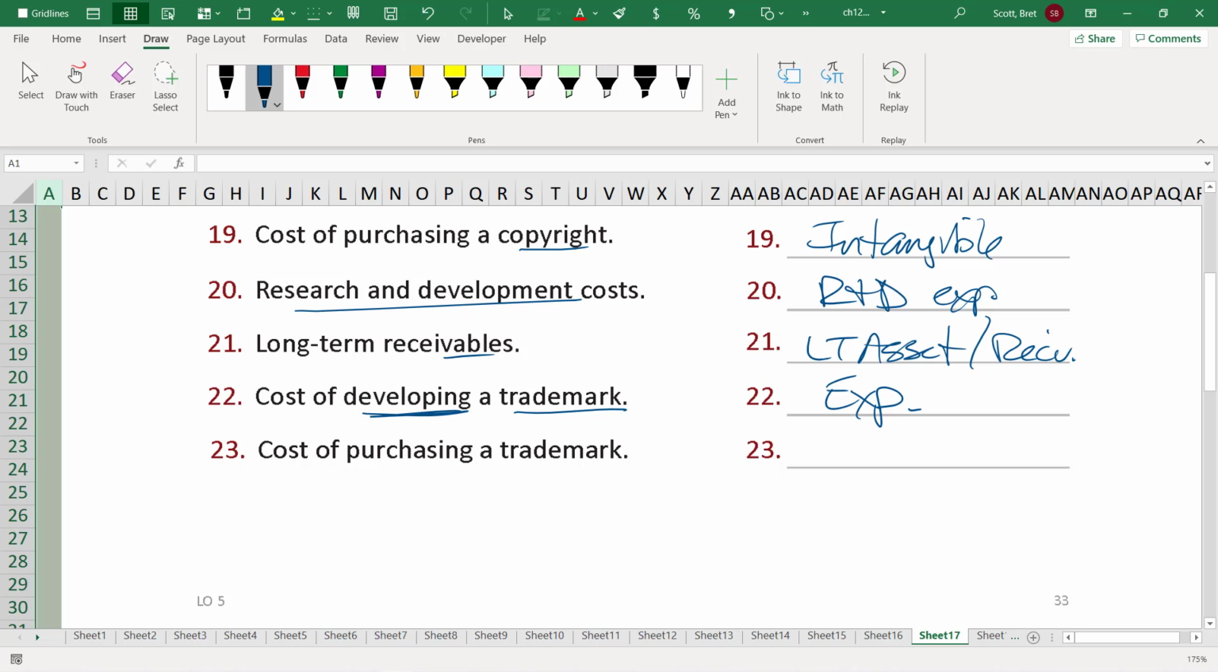Cost of purchasing a trademark. This is different though. The trademark is established. We're just purchasing it. So this is more like just like a copyright. It's like intangible. Call that intangible asset. Building a trademark, expense it. Purchasing an established trademark, that's an intangible asset. We bought something that already has value in it.